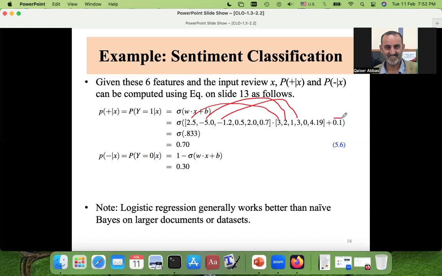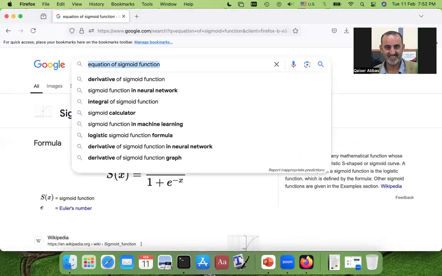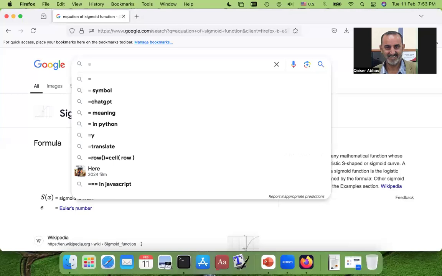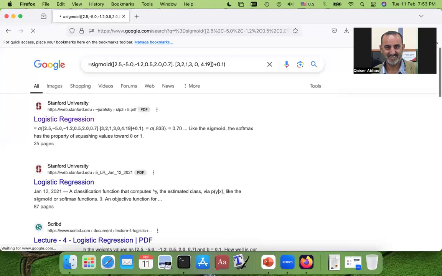And you add the bias to it, and then you get 0.833. When you take the sigmoid of this, it gives you the value 0.70. I don't have a calculator, so I don't have sigmoid here. This is something I did for you, I already tested it.